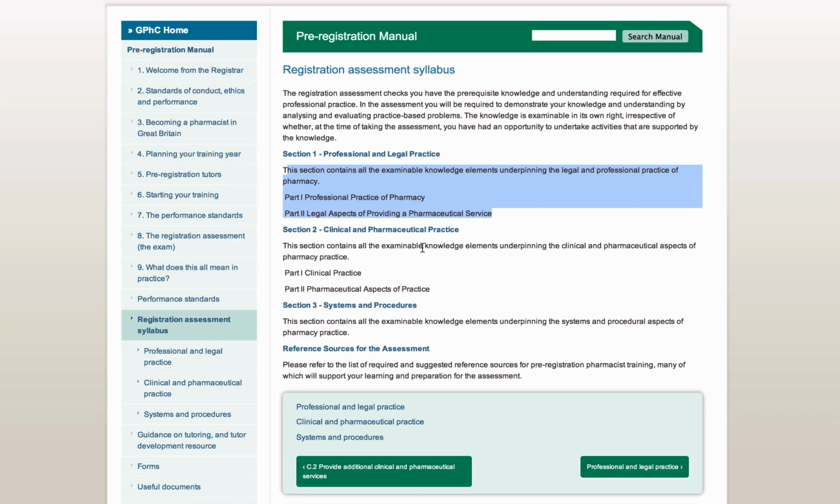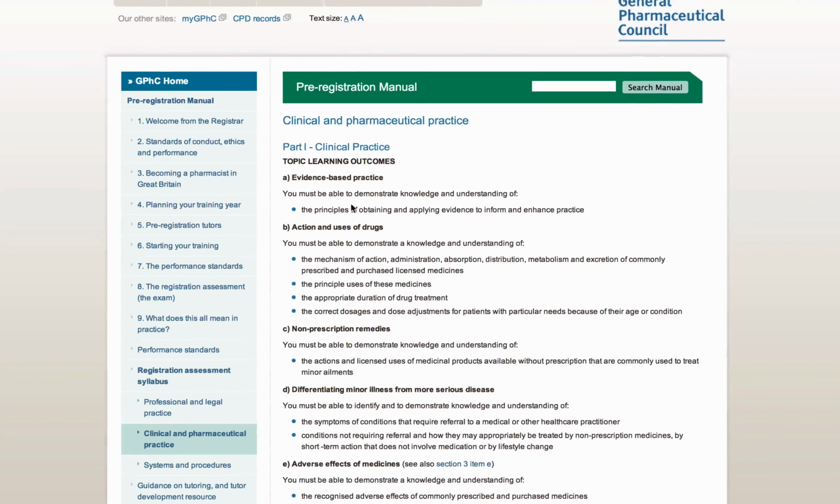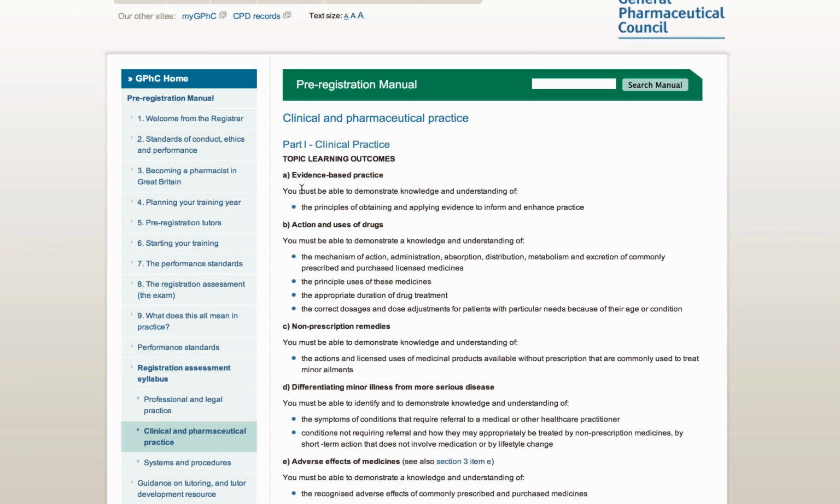It talks about them removing the MEP from the exam, but it's still actually part of the exam, and I think that's really in section one. Clinical practice, pharmaceutical aspects. I don't know what this is, so I want to have a look. So clinical practice, evidence-based practice: you must be able to demonstrate knowledge and understanding of the principles of obtaining and applying evidence to inform. Okay, that's just science, basically.